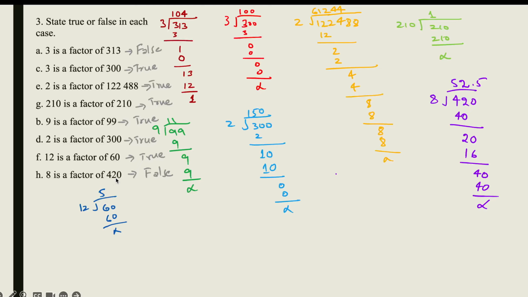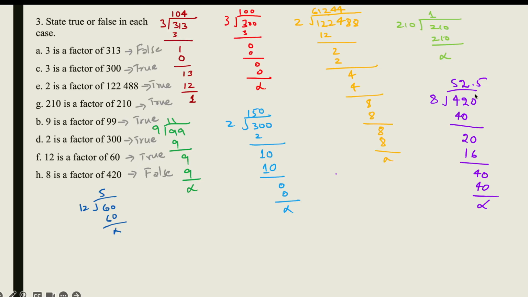Is 8 a factor of 420 or not? We do the division. If we consider the first digit, this value is smaller, so we consider two digits. 8 into 5 is equal to 40. Then when we subtract 40 from 42, we get 2. Then we bring down the 0. We have 20 in here, so 8 into 2 is equal to 16. From 20, if 16 is subtracted, we get 4.